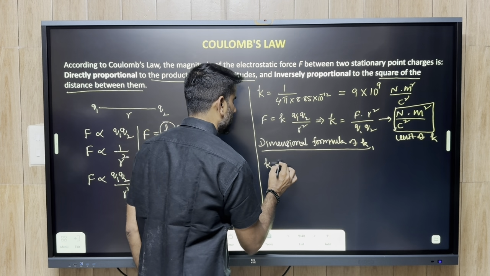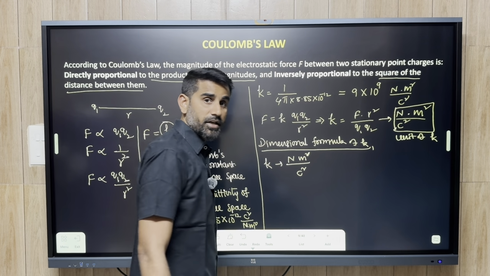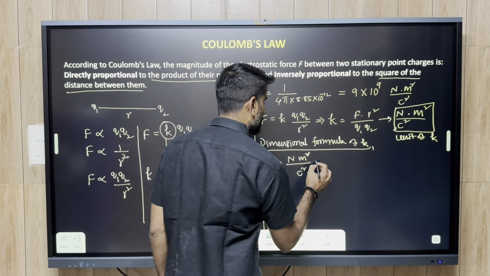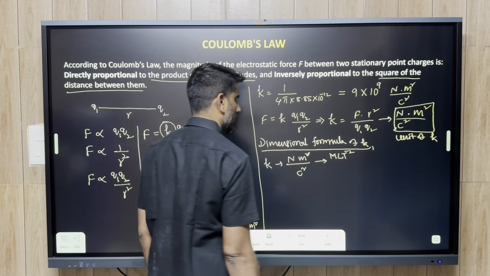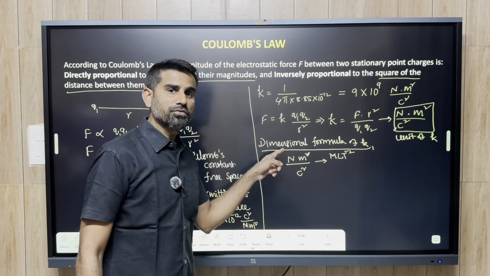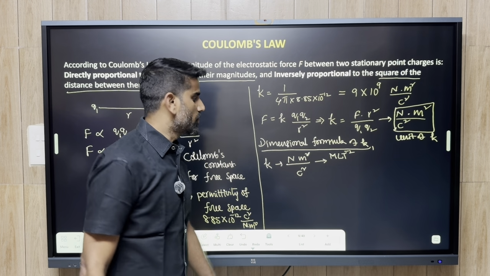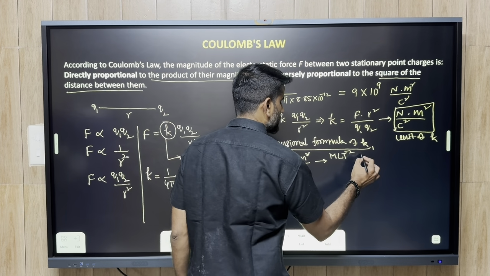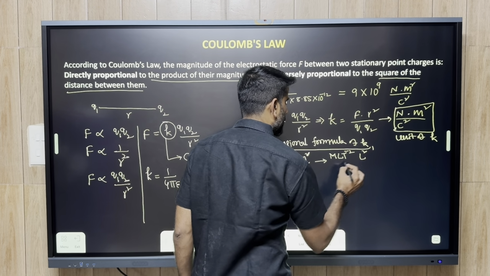So this K unit is Newton meter square upon Coulomb square, right? So Newton, dimensional formula of Newton is MLT minus 2. Newton is the unit of force, so F is equal to ma. A is nothing but LT minus 2, and meter square. Meter is the unit of length or separation or distance, so I am writing L square here.